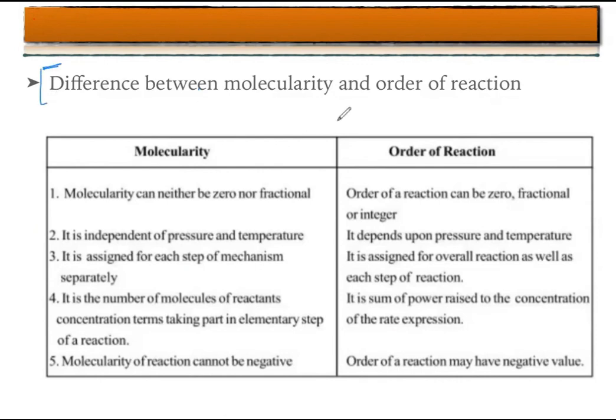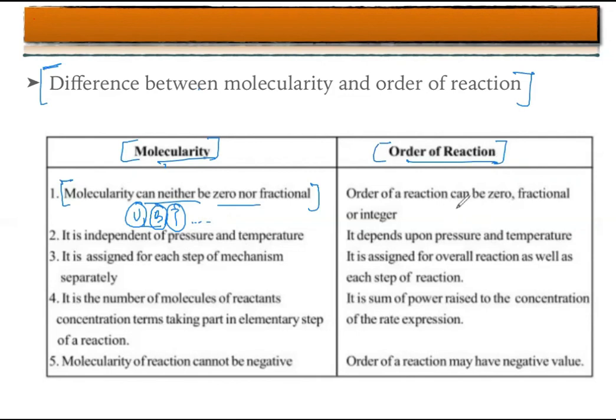Now let's talk about the difference between molecularity and order of the reaction. As we have explained molecularity and order of the reaction, let us now discuss what the differences are. Talking about molecularity, as we have seen, molecularity can never be zero or a fraction. As we are talking about unimolecular, bimolecular or trimolecular, there won't be zero molecules taking part in the chemical reaction and giving the product. So whenever there is a product, it means one molecule will take part, or two molecules or three molecules or so on.